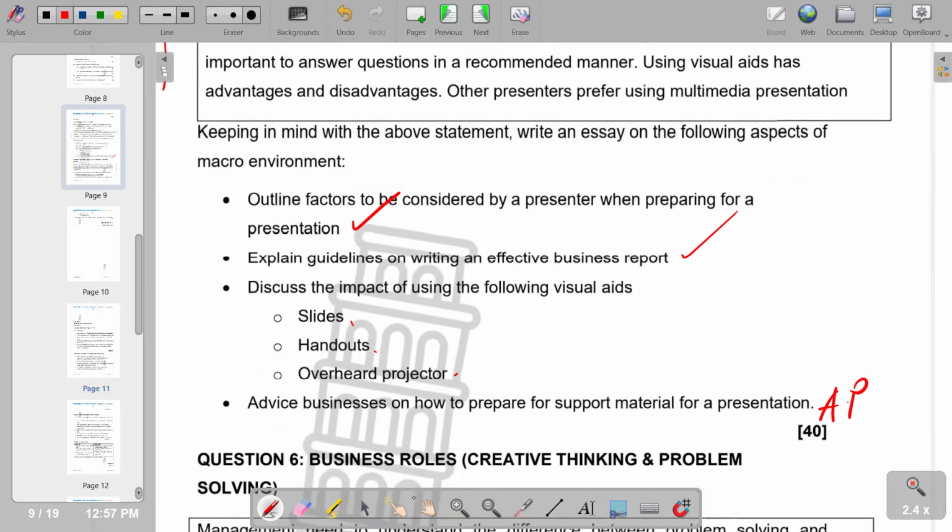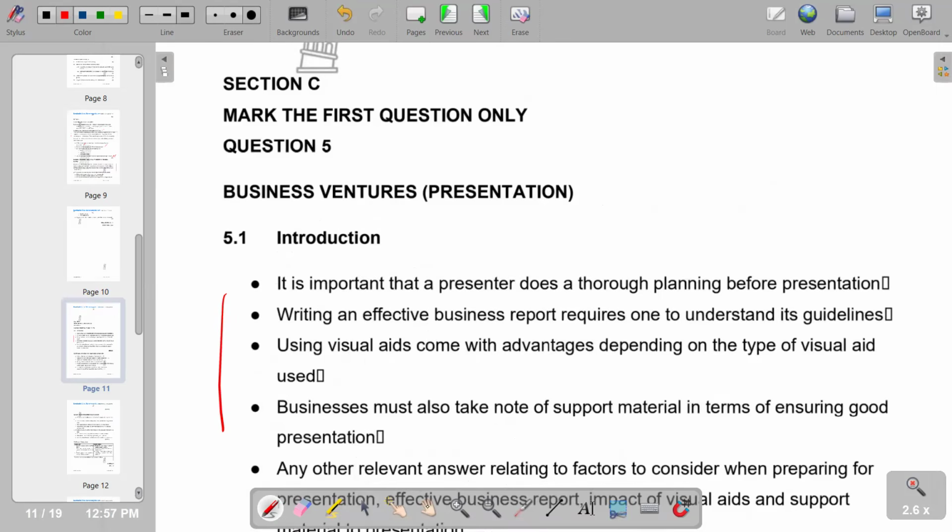So of course, this is an essay. We're supposed to start with an introduction. So within the context of the question that we are looking at, this is a typical introduction that you can come up with.